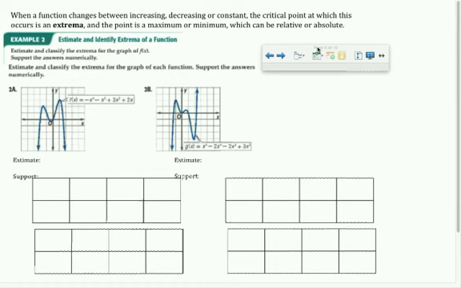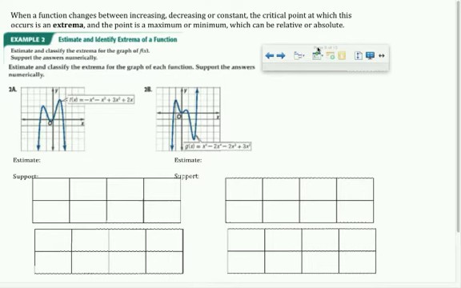Another thing that we're able to analyze in function graphs is whether a function has an extrema. And an extrema is just a maximum or a minimum point somewhere on my graph, and it can be relative, meaning it's the smallest value or it's the largest value within a certain range, or it can be absolute. It would be the largest or smallest value of the whole function. So one point that I want to emphasize is that when a function changes between increasing, decreasing, or constant, we call that point the extrema.